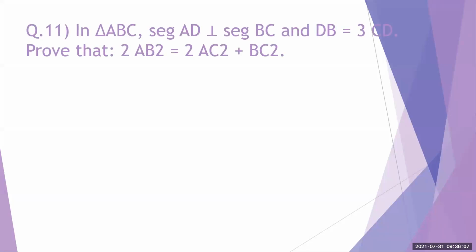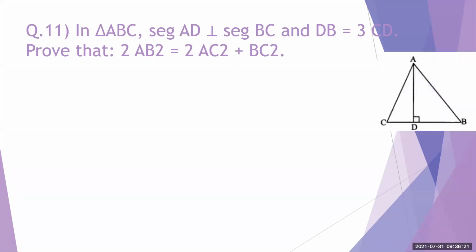Now let's see question number 11. Question number 11 is already done. Sorry, this is question number 13. Question 12 has been removed from your syllabus, and we have taken question number 13 here. In triangle ABC, segment AD is perpendicular to segment BC. Then BD is equal to thrice CD. We have to prove that twice AB square is equal to twice AC square plus BC square. This thing we have to prove here.